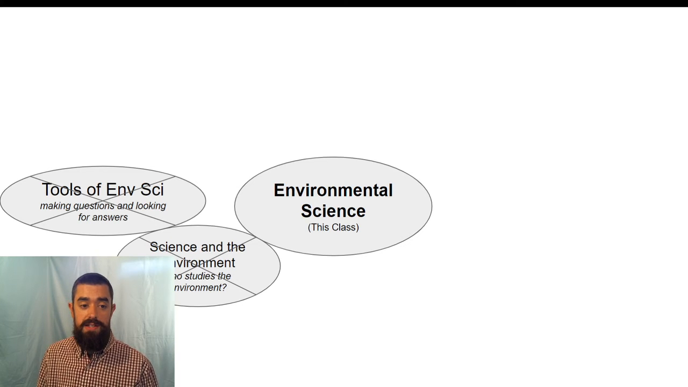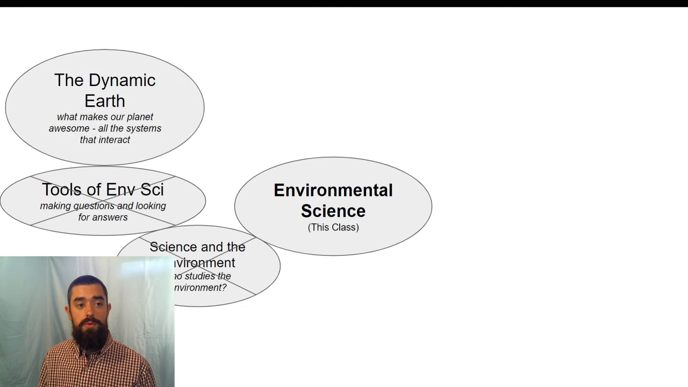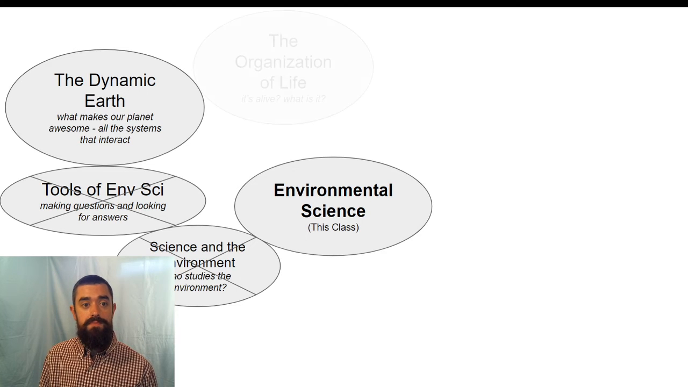Tools of environmental science, so how to make questions and look for the answers. This chapter covered the scientific method and how to make decisions, informed decisions, which we can talk about toward the end of the year. But I thought we would get into the actual material of talking about why our environment is so awesome. So we start on chapter 3 with the dynamic Earth. What makes our planet awesome? How do all the different systems interact? The geosphere, the hydrosphere, and the atmosphere.